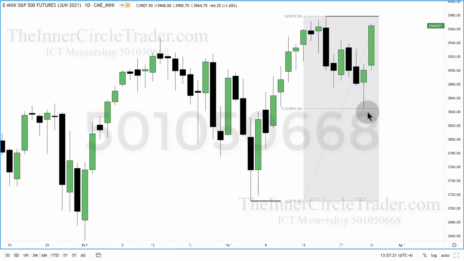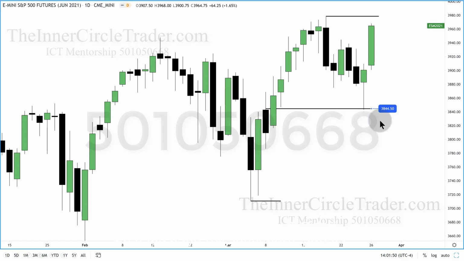So we can see the market trades down into equilibrium, and as it's trading down, once it hits that, that's essentially saying it's at a discount. And then we have the order block. So you have the order block, equilibrium to discount, and the market's likely to trade to another level of premium.